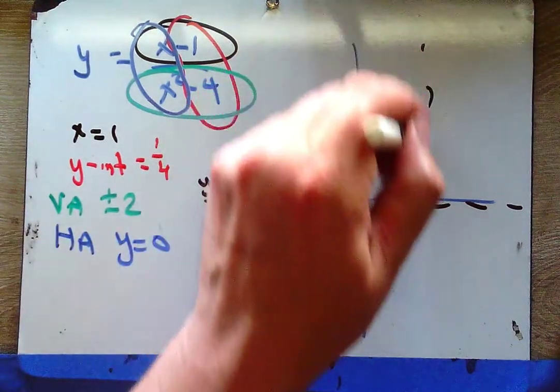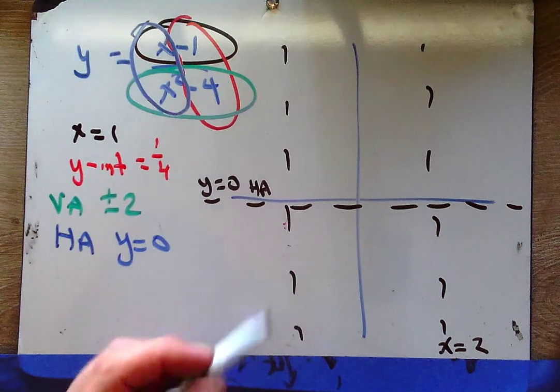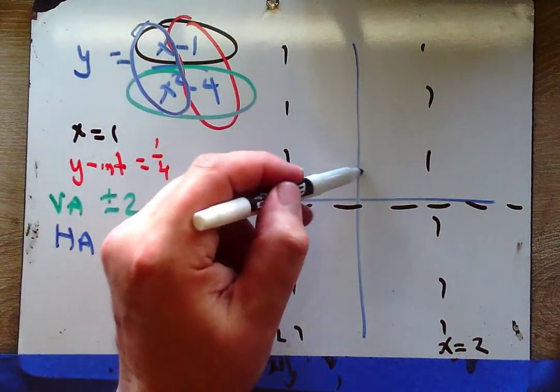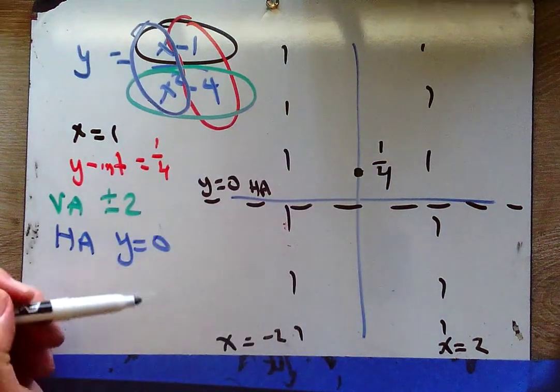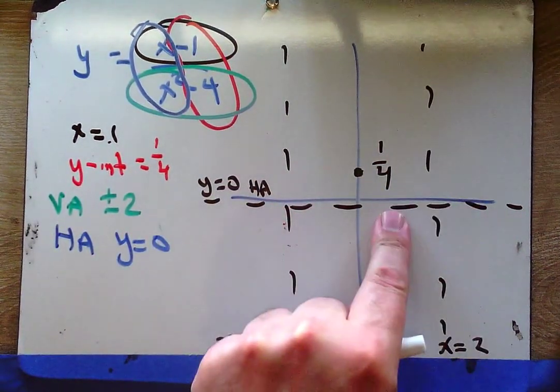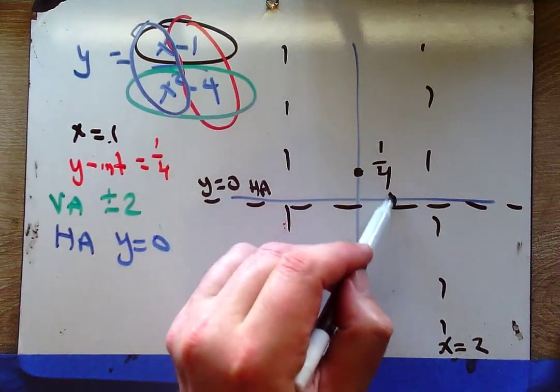We have vertical asymptotes at x equals 2 and x equals -2. I have a y-intercept of positive 1/4, and I have an x-intercept of 1. Is 1 over here or over here? Well, if this is 2 and this is 0, I got a 1 here.